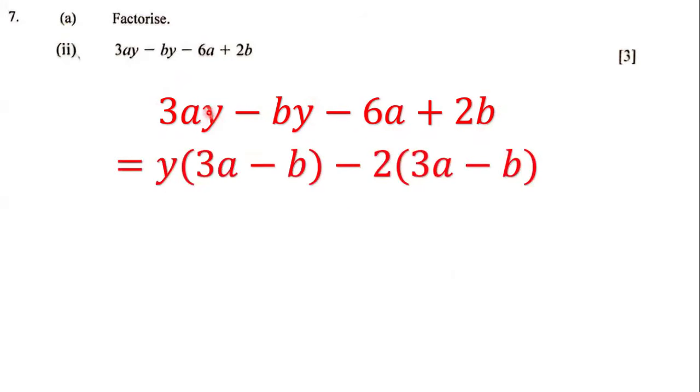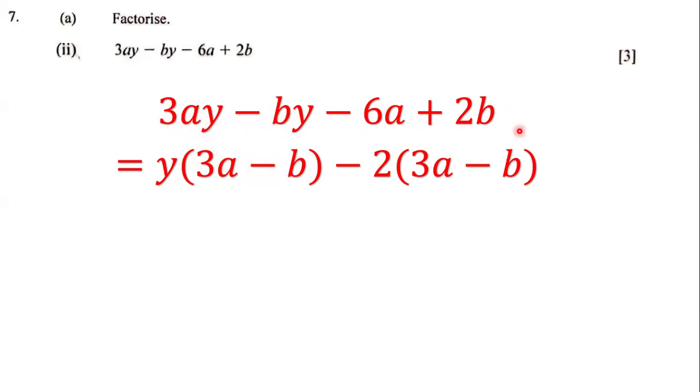Well, this term has y in it, and this term has y in it, which means that y is a common factor of these two terms. So when we factor out a y, we are left with 3a minus b. And that makes sense because y times 3a is 3ay, and y times negative b is negative by. And so this right here at the bottom is the factored form of the expression on top.